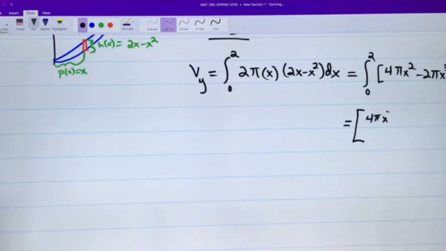And in the case of the antiderivatives, you have 4/3 pi x cubed, and minus pi times x to the fourth over 2, as x goes from 0 to 2. And for this particular outcome, this will end up at 8/3 of pi cubic units.